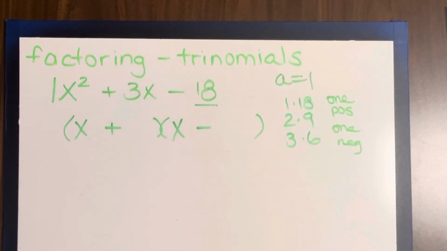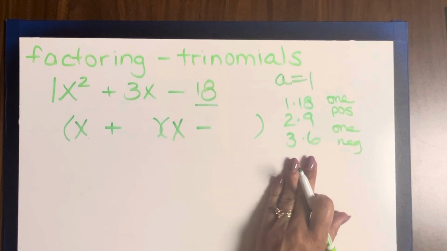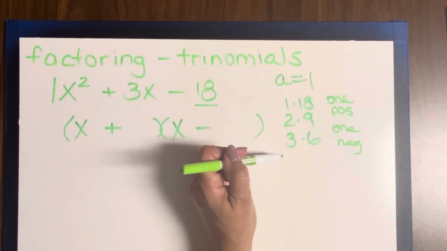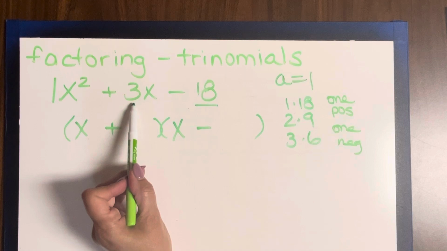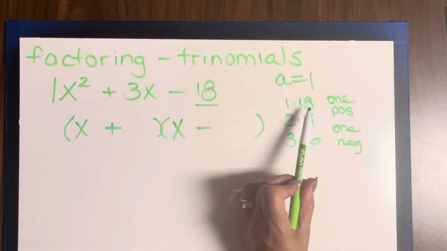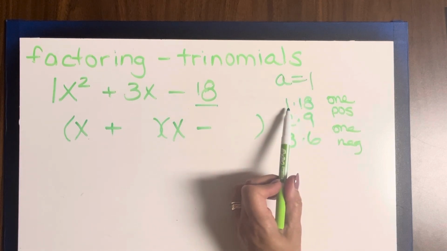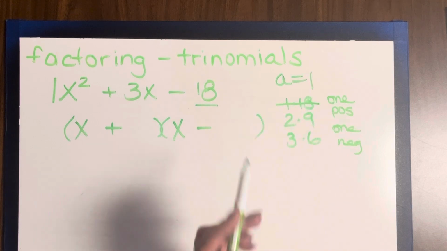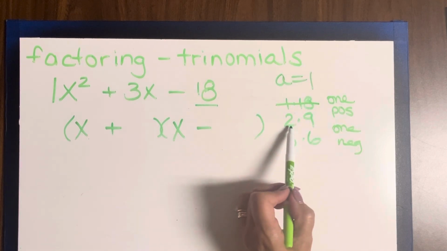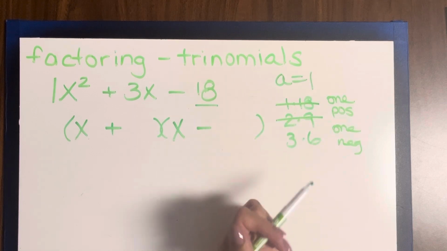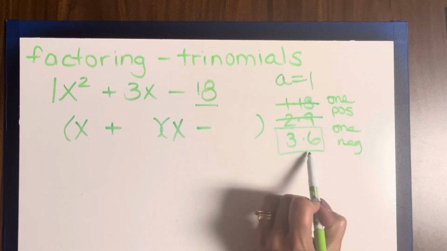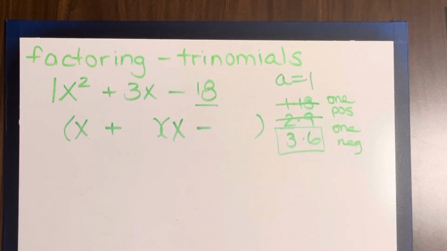Now, the next thing is when I need to choose between these factor pairs, I am trying to get numbers that are going to subtract to 3. So 18 minus 1, 17. That is not the factor pair we want. 9 minus 2, that's 7. Also not the factor pair we want. But 6 minus 3, that does give us 3.